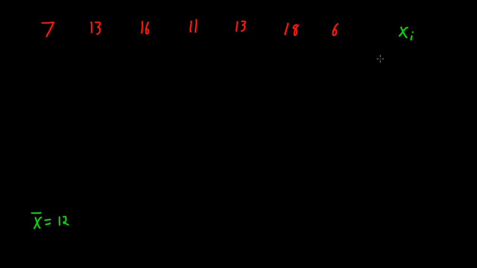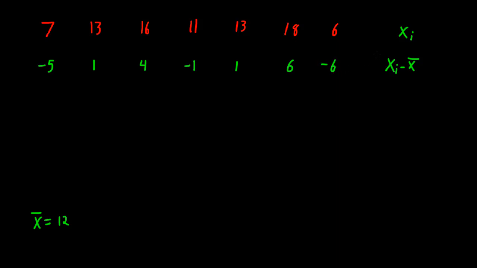So for each row, in the next step of our equation, our next line is xi minus our x bar. For 7, it would be 7 minus 12, so we get a negative 5. For 13, it's 13 minus 12, so we get a 1. 16 minus 12 is 4. 11 minus 12 is negative 1. 13 minus 12 is 1. 18 minus 12 is 6. And 6 minus 12 is negative 6.